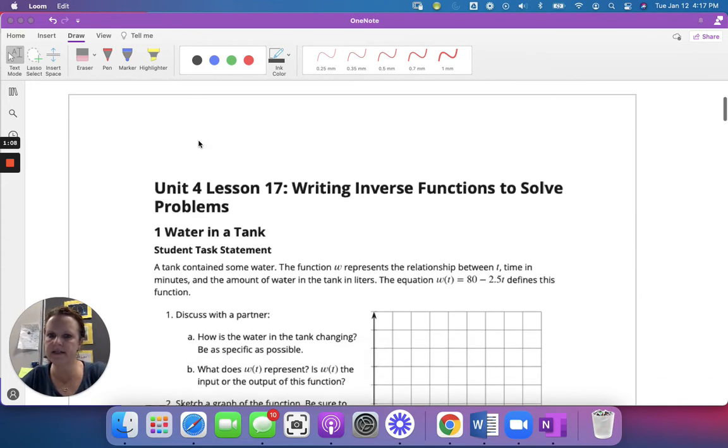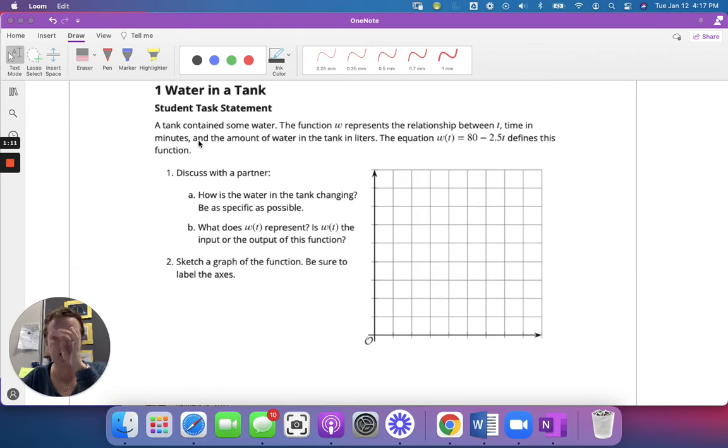So, water in a tank. A tank contains some water. The function W represents the relationship between T, time in minutes, and the amount of water in the tank in liters. The equation W of T equals 80 minus 2.5 T defines this function. Discuss with a partner or listen to me talk. How is the water in the tank changing?